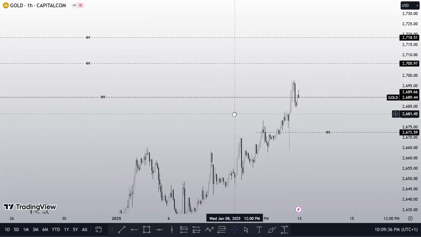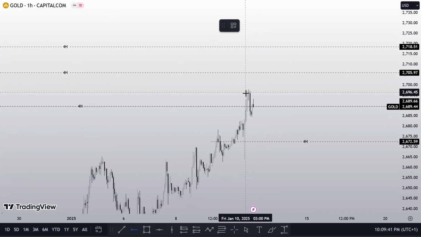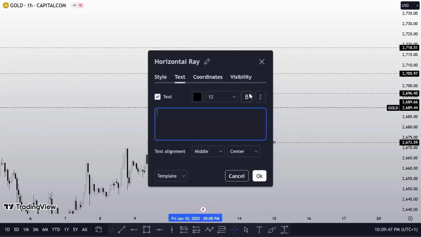So the zones on the 4 hours, I always call them the major zones for me. And the zones on the 1 hour, I call them the minor zones. That is a minor lookout point I should be looking out on. So this right here is the first zone I'm looking at. And I'm going to be calling this the 1H, which is the 1 hour.